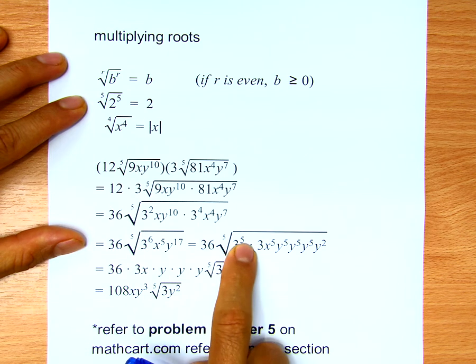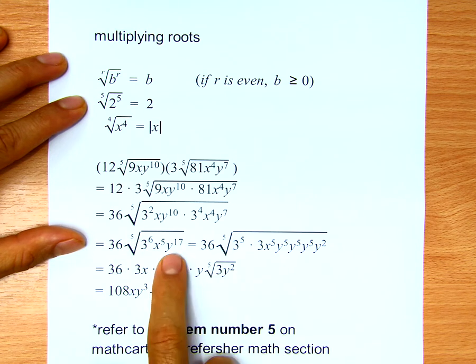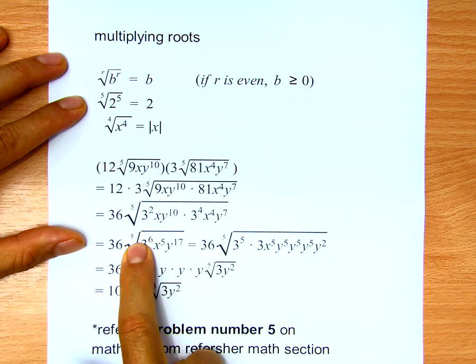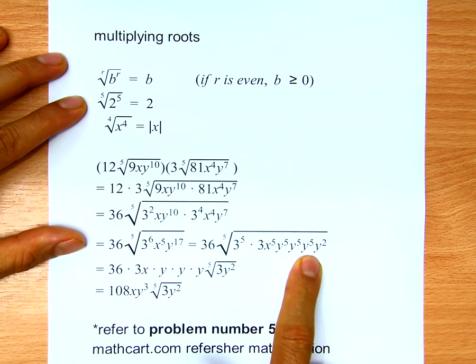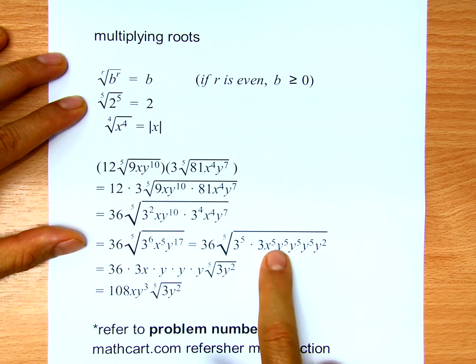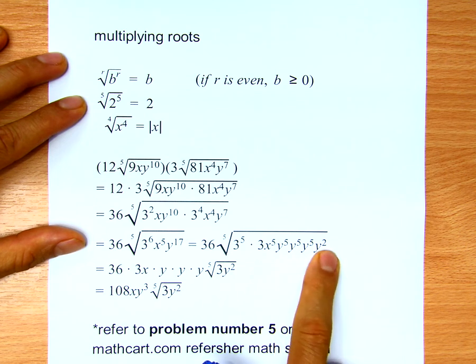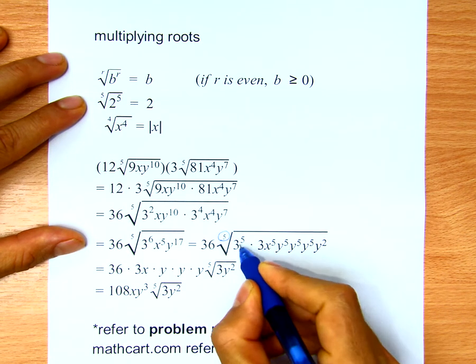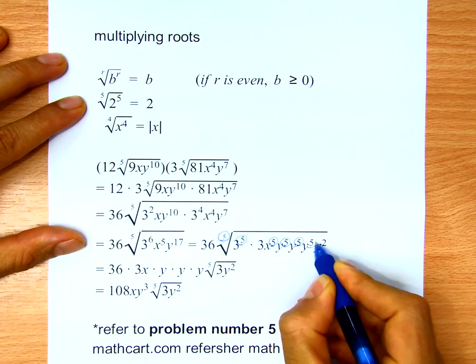3 power 6 I will write as 3 power 5 and one more 3. X power 5 already matches, but y power 17 should be broken down. I'm going to divide 17 by 5, and that gives me 3 with a remainder of 2. So I can break this y power 17 into 3 y power 5s and another power 2. Y power 5, y power 5, y power 5 is y power 15, and 2 more is 17. And I'm doing that so I can match this root to my powers. So this root now matches all these powers.